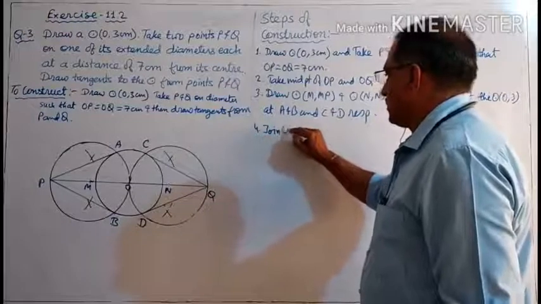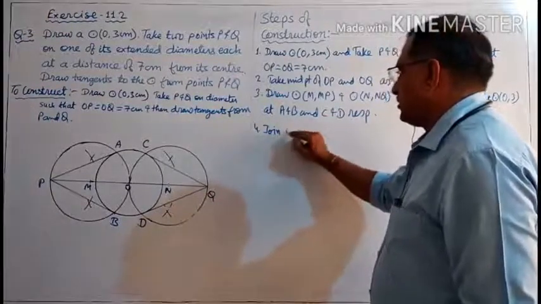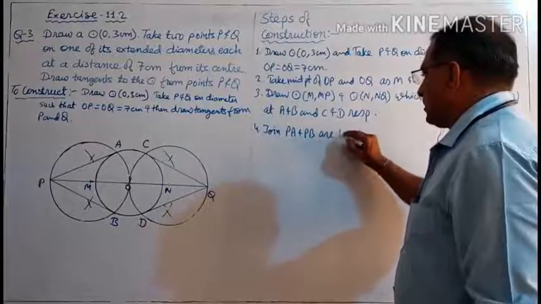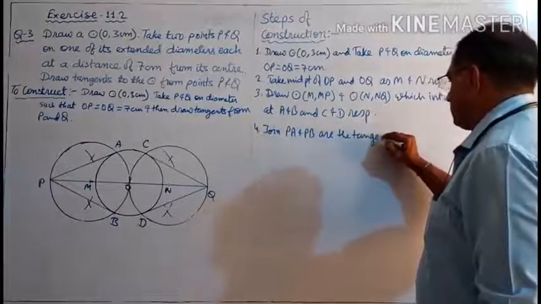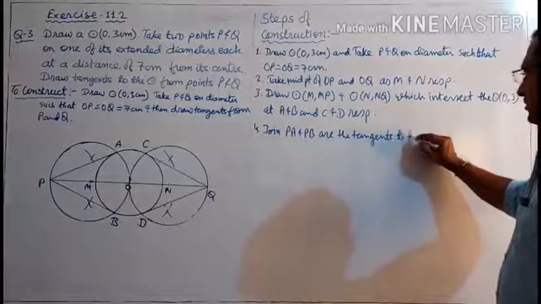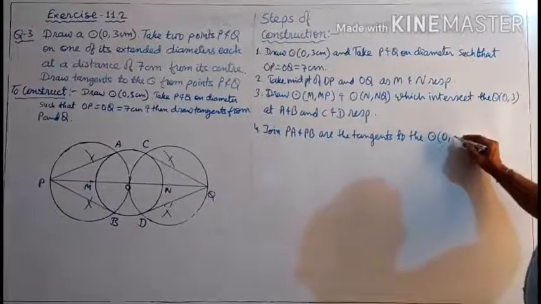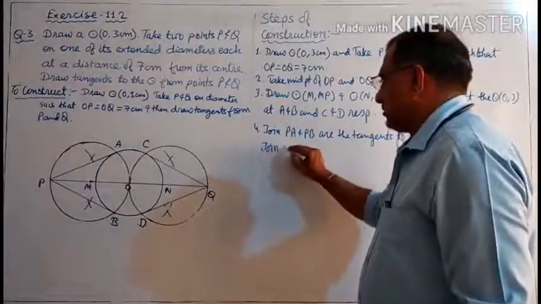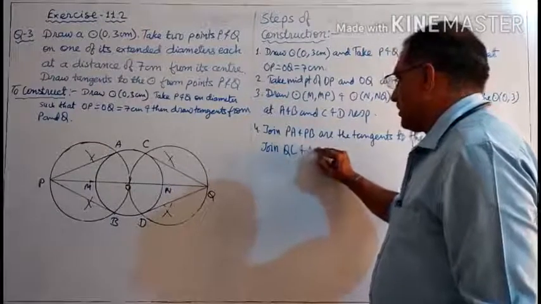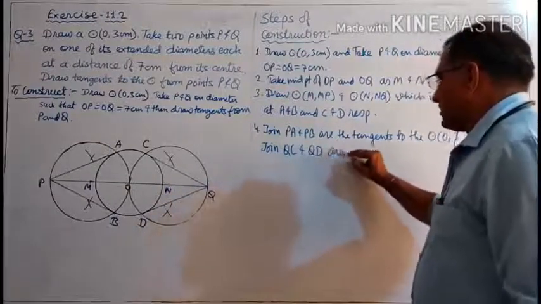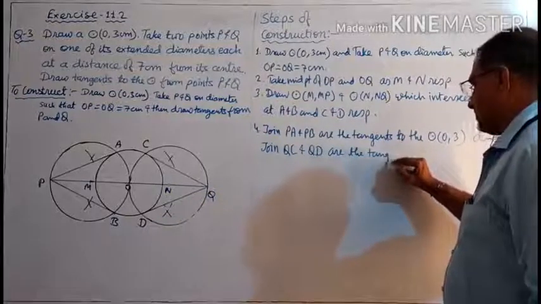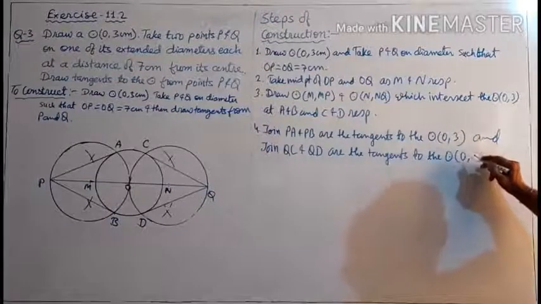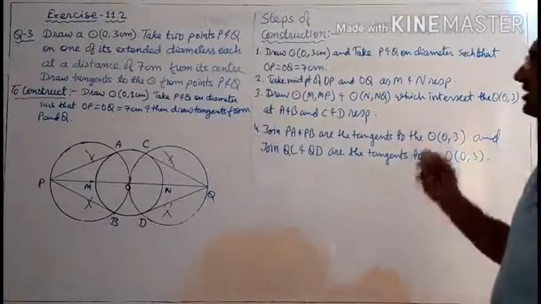Join PA and PB, which are the tangents to the circle at center O and the radius 3 centimeter, and join QC and QD, and these are the tangents to the circle with center O and the radius 3 centimeter. So these are the required tangents.